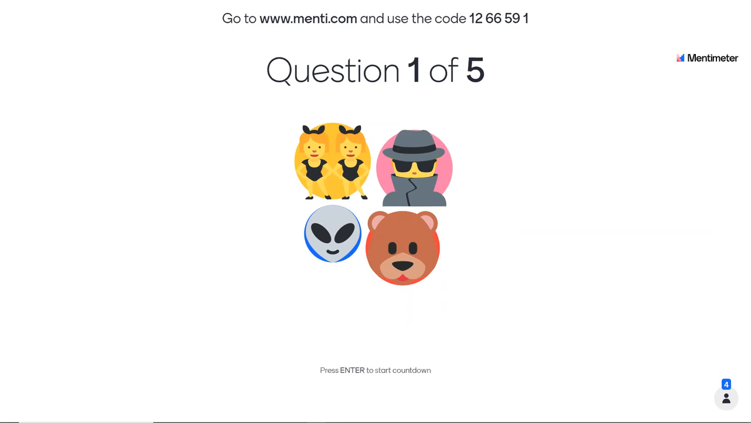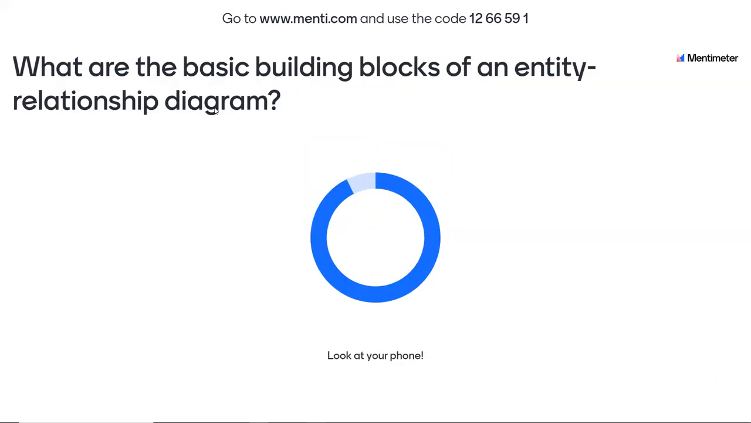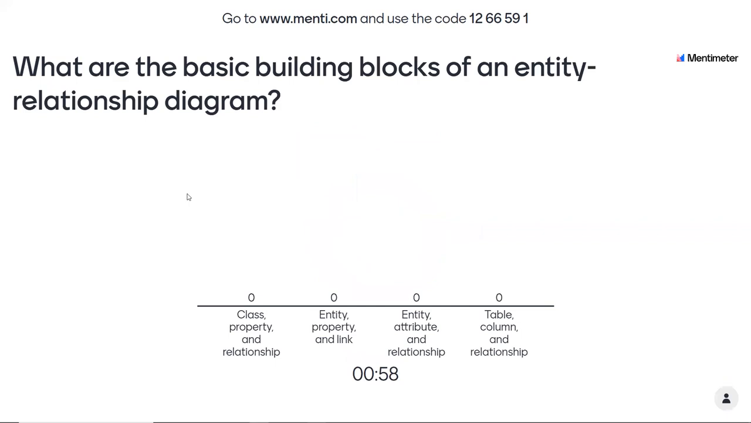Okay, I'm going to get started. Remember that you can join midway through as well. Just have to play catch up. Answer first to get more points. What are the basic building blocks of an entity relationship diagram?